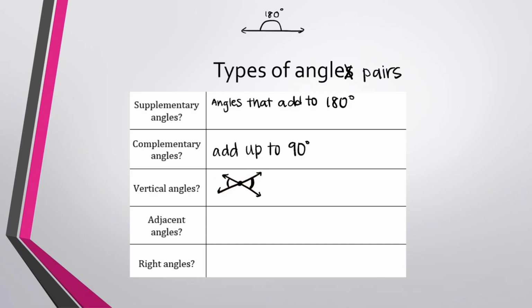Vertical angles are those across from each other. Adjacent angles are just next to each other, so angles next to each other.